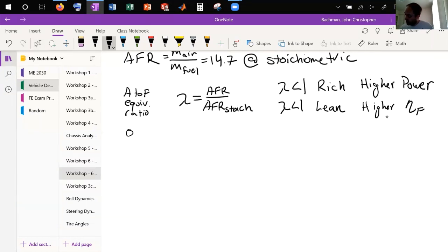There's also a phi, and this is a fuel to air equivalence ratio, which just basically means it's 1 over lambda. Basically, you're just inverting the ratio. So keep in mind, sometimes you'll see phi, and of course in that case phi greater than 1 is rich, and less than 1 is lean. But we usually use lambda, because our AEM engine control unit basically uses these lambdas to calculate how long it should keep the fuel injector open.